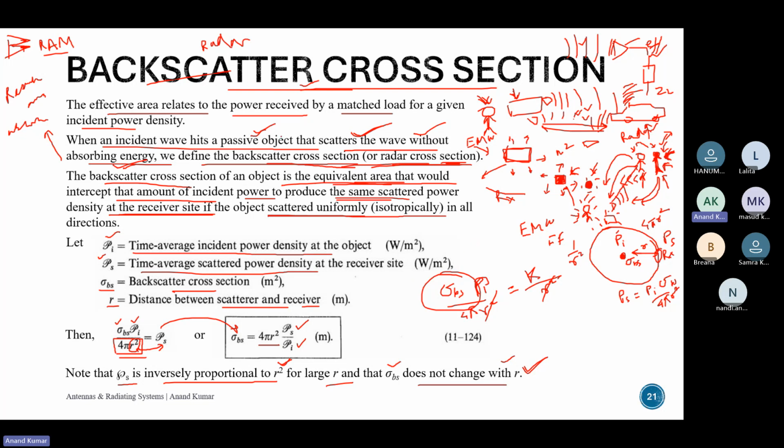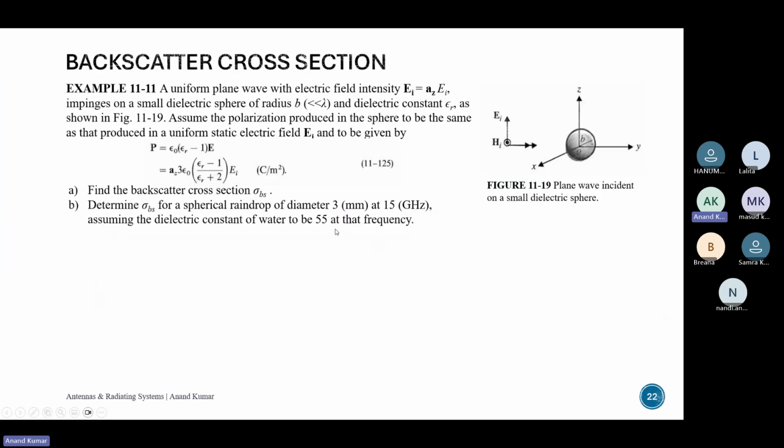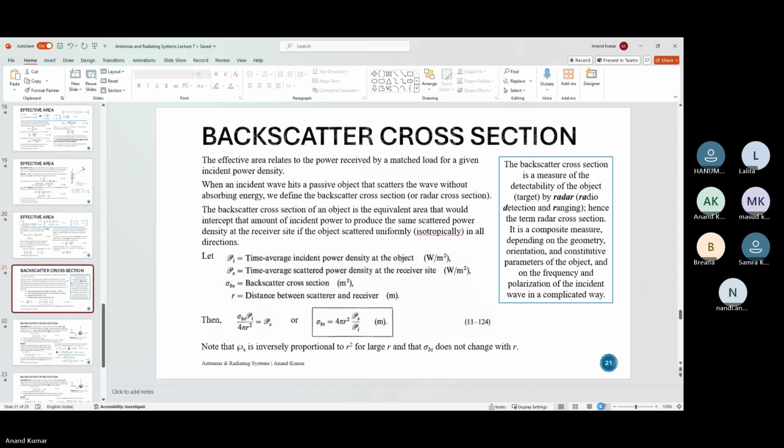We have defined the radar cross section. We will do one example as well, in which we calculate the radar cross section for rain droplets of water. That's what we'll do. So there is this definition of backscatter. Okay, this is very scribbled. Let me just clear this from the screen. Discard, present again.